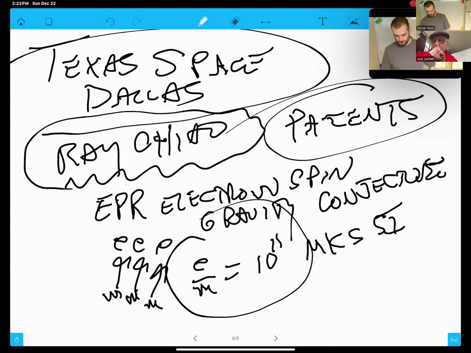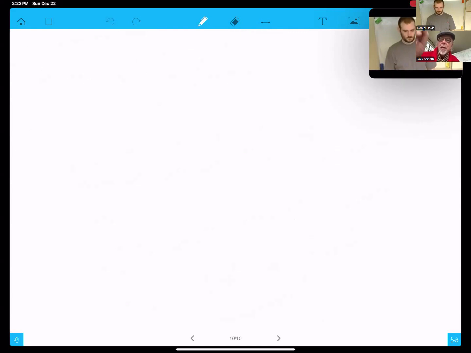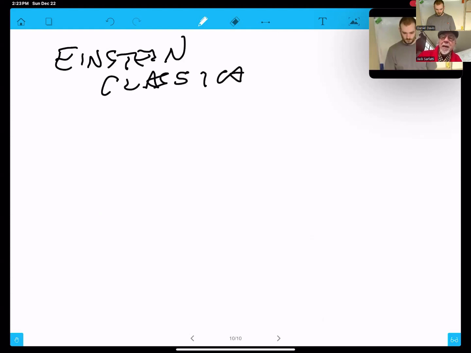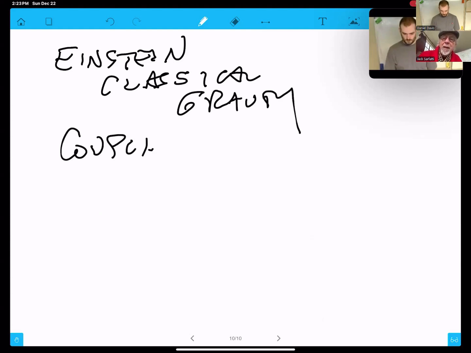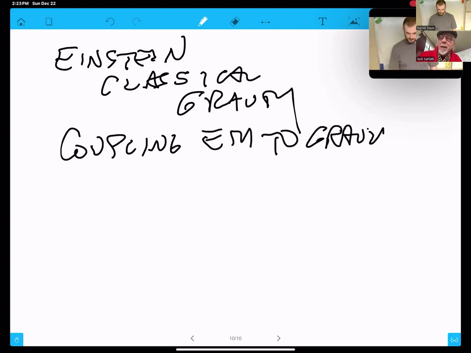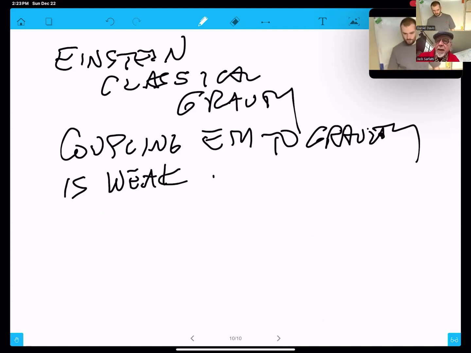Okay, and the problem is this: in Einstein classical gravity, the coupling of EM to gravity is weak. Is weak, right? Yeah, 10 to the minus 43 newtons.